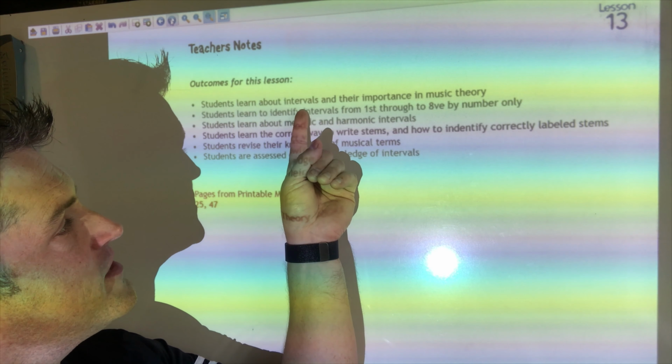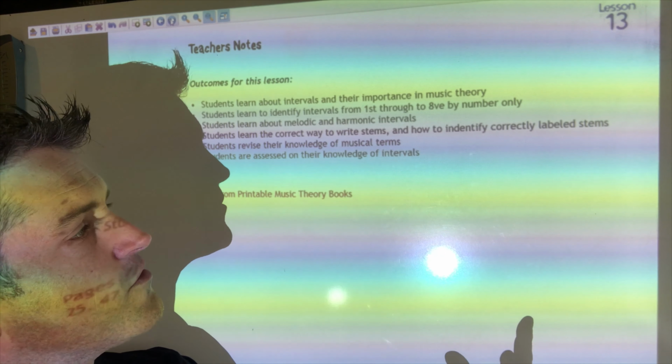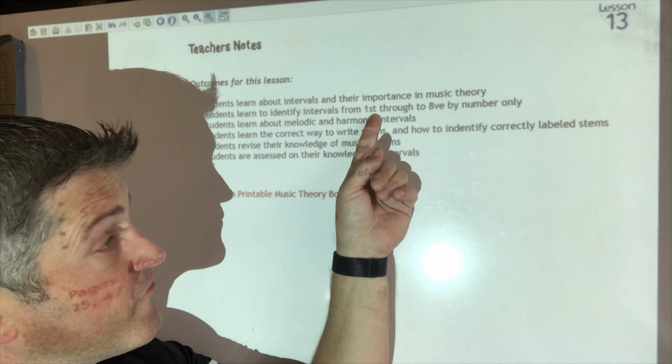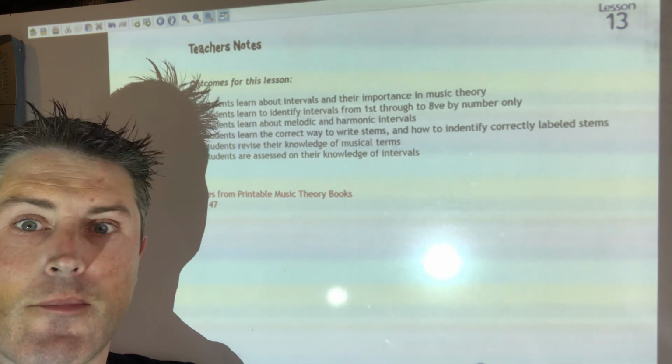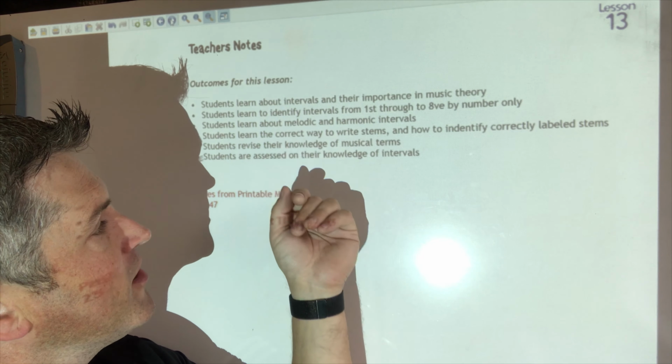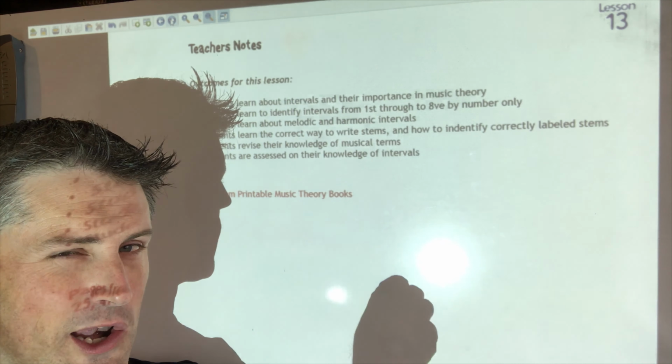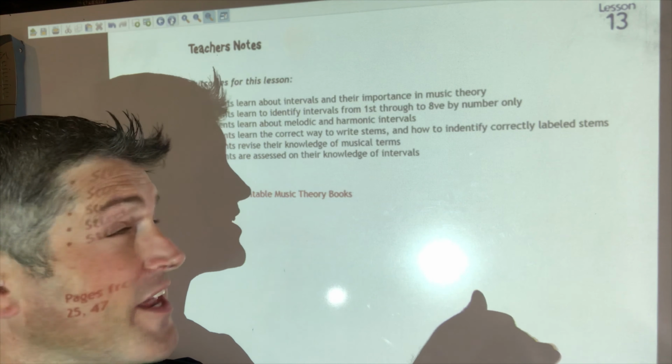So, we're learning in this lesson about intervals and the importance of them within music theory. We're going to identify intervals from the first through to the octave by number only. We're going to learn the melodic and harmonic intervals. We've talked about intervals, but we're going to look at melodic versus harmonic and figure out what that actually means.